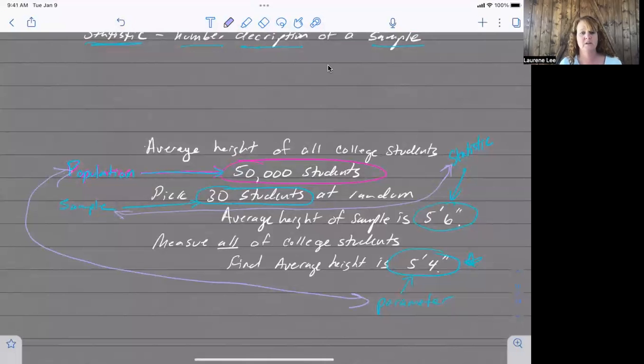the sample. So what you'll have in your homework is some problems where it'll lay out this scenario, and then you are going to assign your vocab words to each part of that scenario.